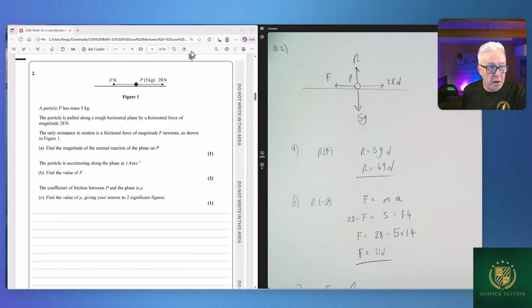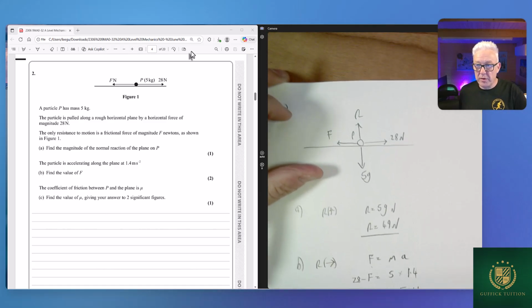So it says a particle P has a mass of 5 kilograms. The particle is pulled along a rough plane by a horizontal force of magnitude 28 newtons. The only resistance to motion is a frictional force of magnitude F newtons, as shown in figure 1. Find the magnitude of the normal reaction of the plane on P.